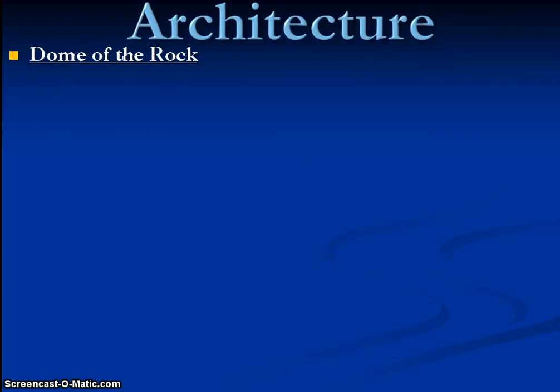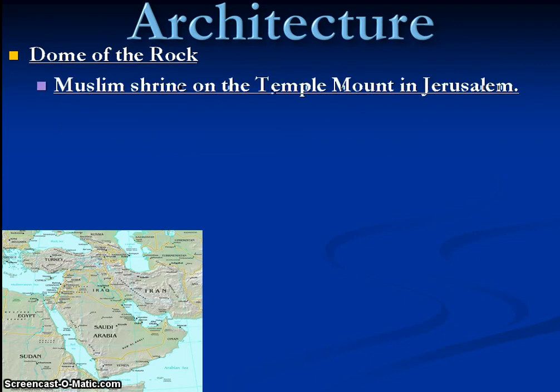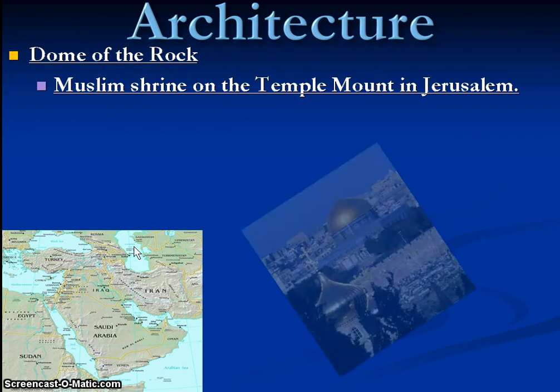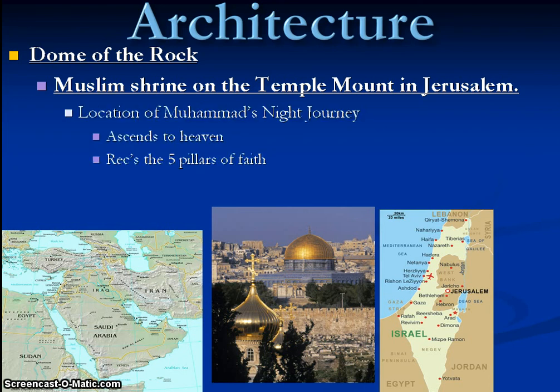Now, architecture. Very important. You have the Dome of the Rock. It's the Muslim shrine on the Temple Mount in Jerusalem, in the Holy City. There we go, we got a picture. It is to mark the location from which Muhammad made his night journey and then ascended into heaven. And of course, like we talked about before with the major beliefs, he receives the 5 pillars of faith.